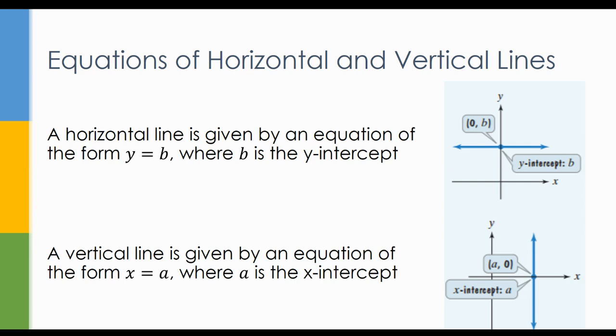If we're looking at a vertical line, it's of the equation x equals a, where a is a number. a is also the x-intercept. So that means x will only ever be that number, but y could be any number, which is why then we're moving up and down, going vertical. X has to be the number, but y could be anything else.